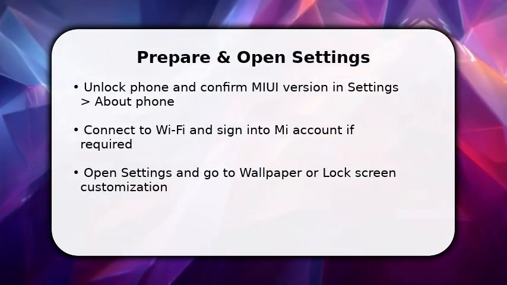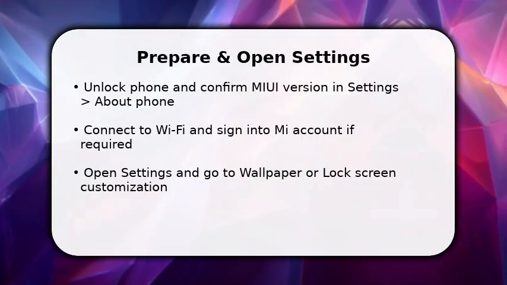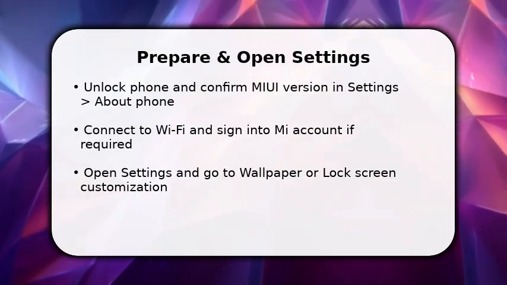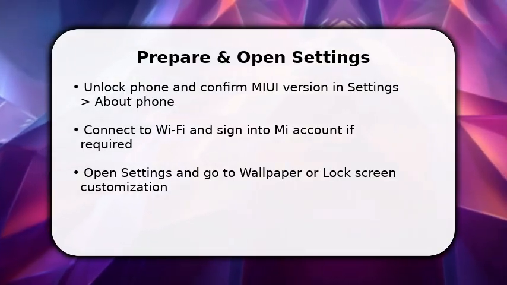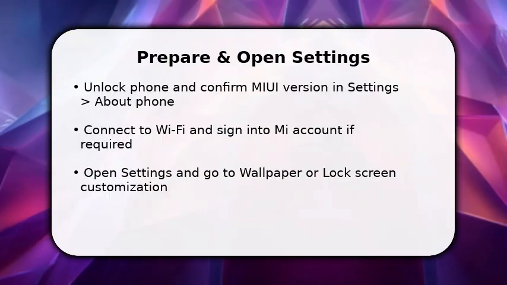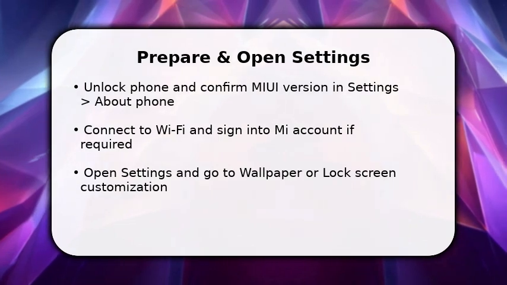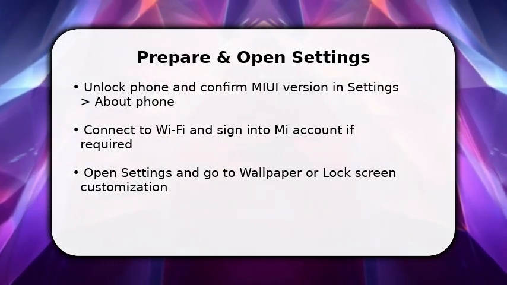Now open Settings and navigate directly to Wallpaper or Lock Screen Customization. You want to be in the right menu before proceeding. Do not waste time toggling unrelated options. Instead, tap Wallpaper, then choose Live or My Wallpapers. To begin selecting the Live option, you'll apply.